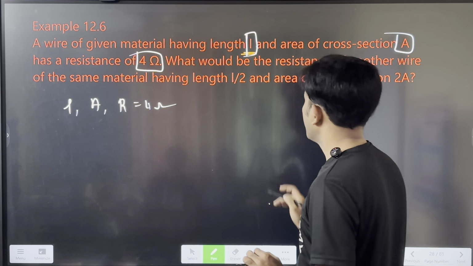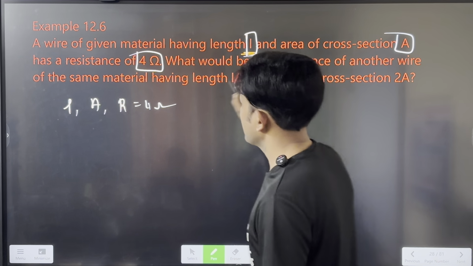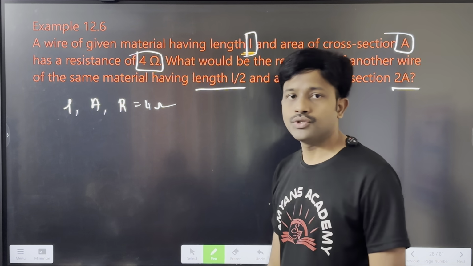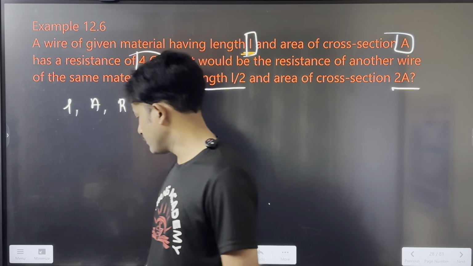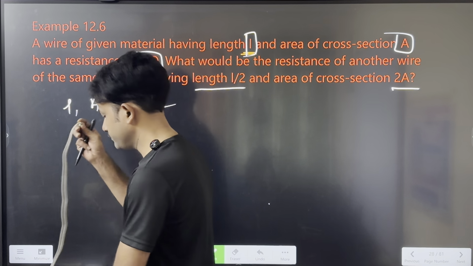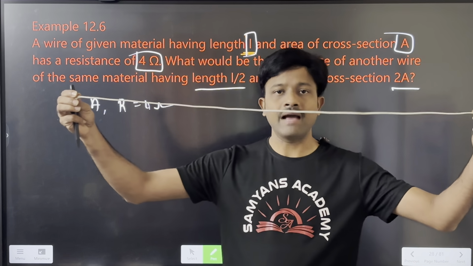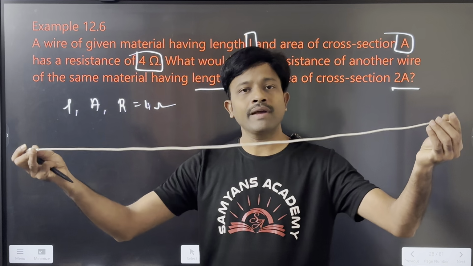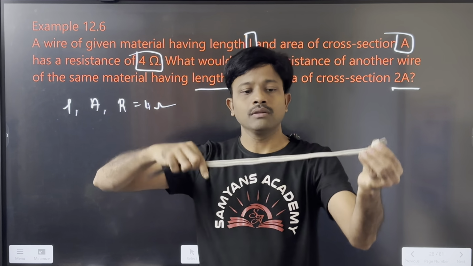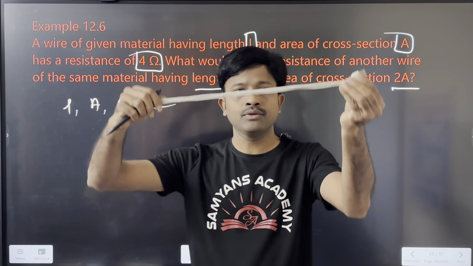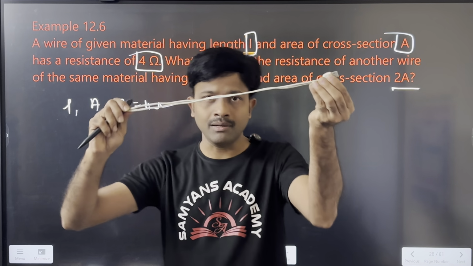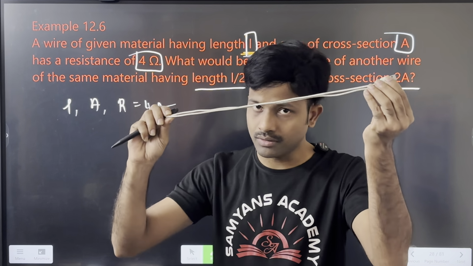Now what would be the resistance of the wire of the same material having length L by 2 and area of cross section 2A? So you take one wire here. Let us say this is a wire having some length L, right? What we are doing is making this L by 2. Now you see, when the length becomes L by 2, the area becomes 2 times, that is 2A.